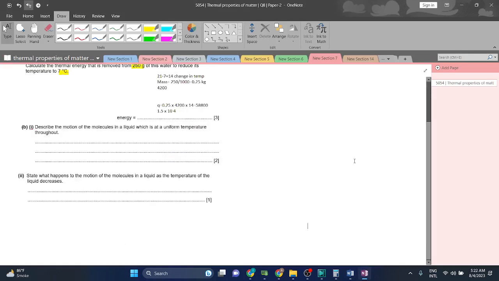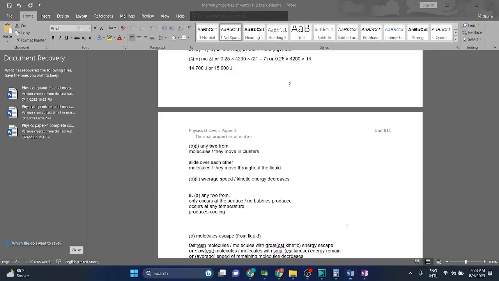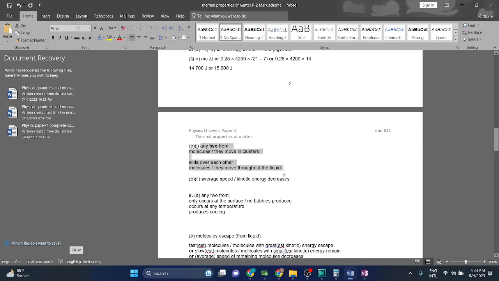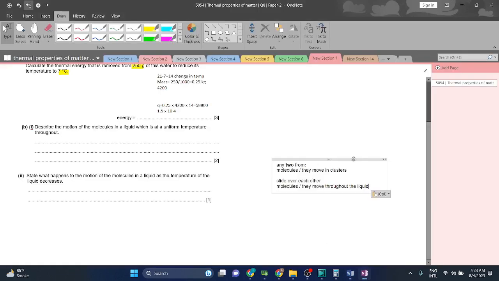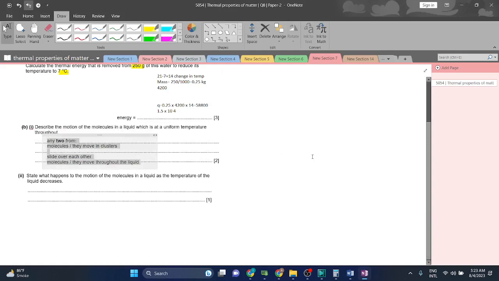B1. Describe the motion of the molecules in a liquid which is at a uniform temperature throughout. So what they're saying is, if the temperature is constant in a liquid, what will be the motion of the particles, the motion of the molecules? If the temperature is constant, the molecules will normally be in a constant state of movement, or they're sliding past each other, right? So that is the normal thing. I've explained to you about 150 times how the liquid particles act.